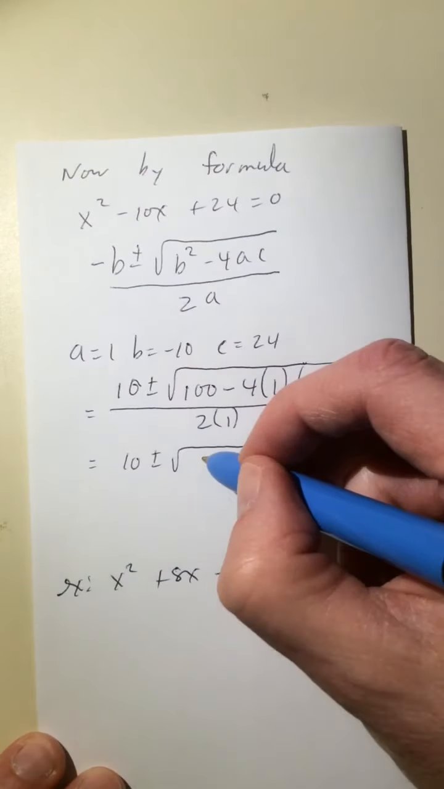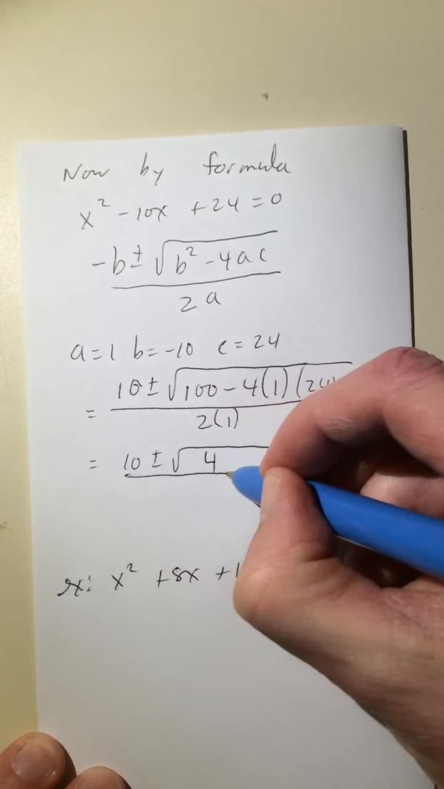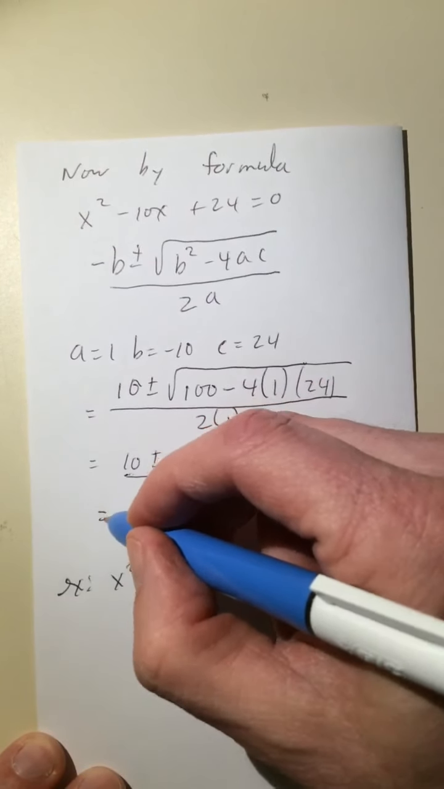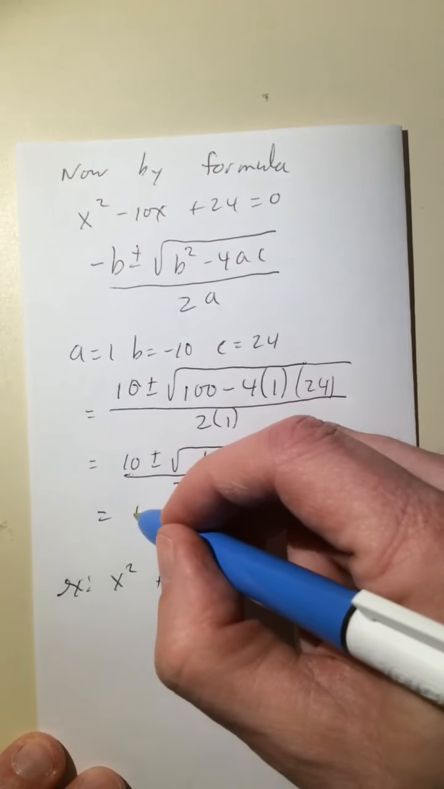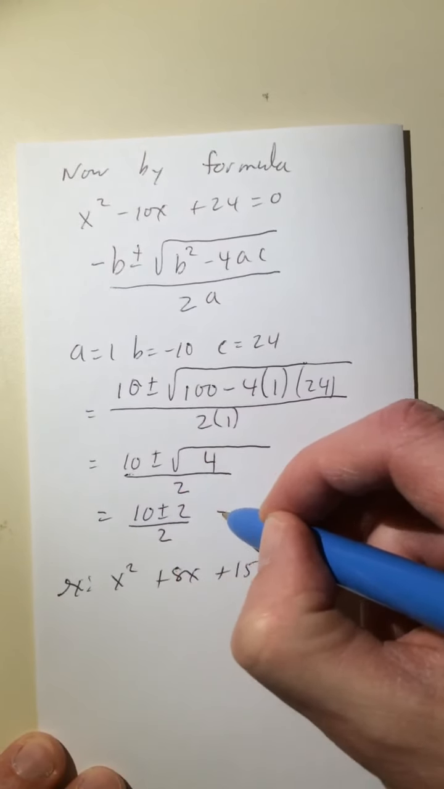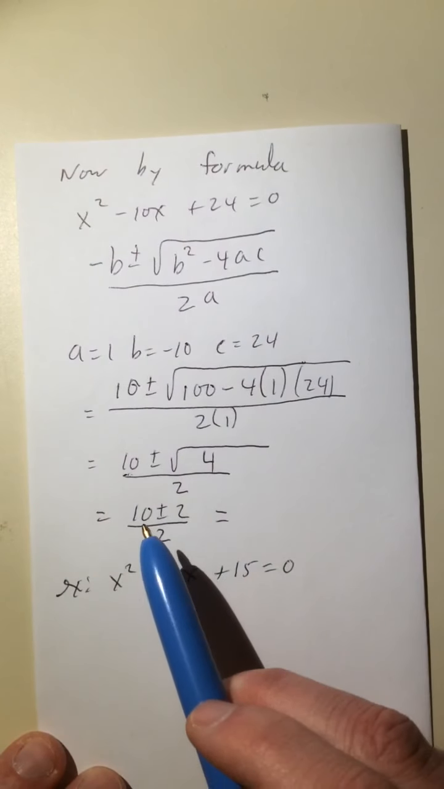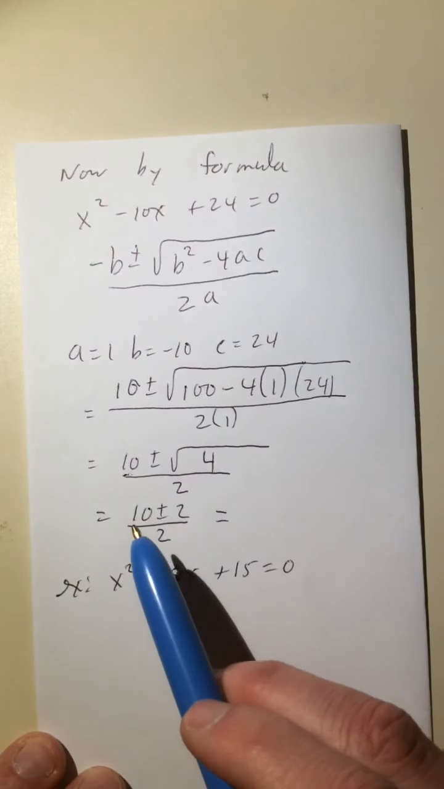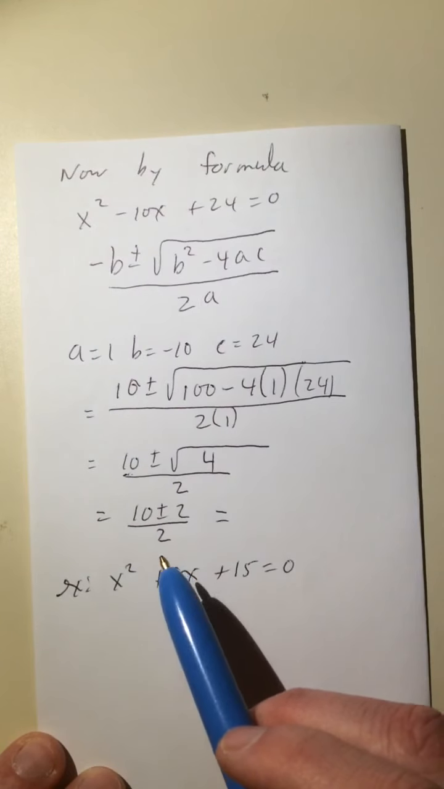100 minus 96 is 4 over 2. And of course the square root of 4 is 2. So we got 10 plus or minus 2 over 2. And we see here we actually have two answers. We have 10 plus 2 over 2 and 10 minus 2 over 2. So we'll do them both.